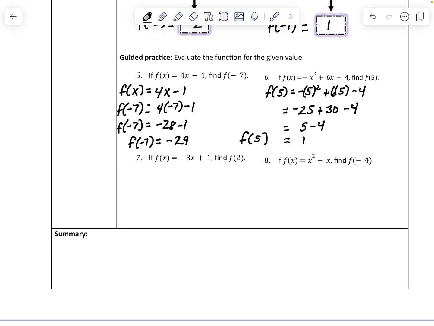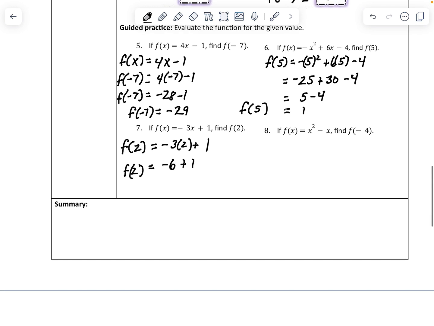All right, so f of 2 equals -3x plus 1. -3 times 2 plus 1. So f of 2 equals -6 plus 1. -5.